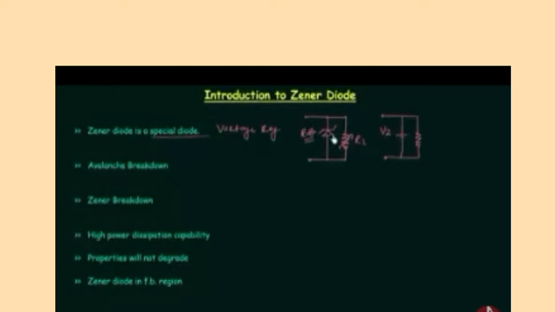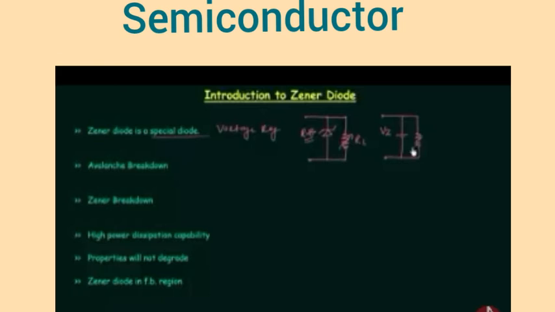We have different voltages for different Zener diodes. This is the varying load RL, and we can have a varying current with constant voltage. So the Zener diode is used for voltage regulation.